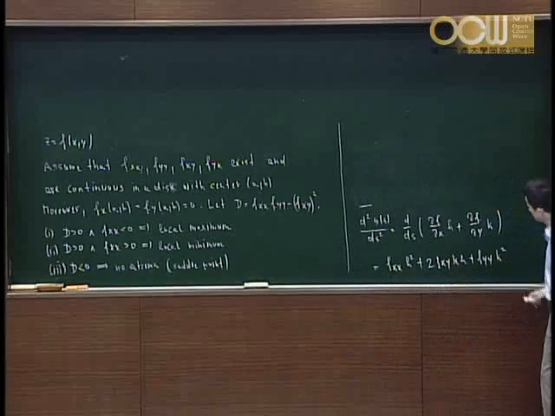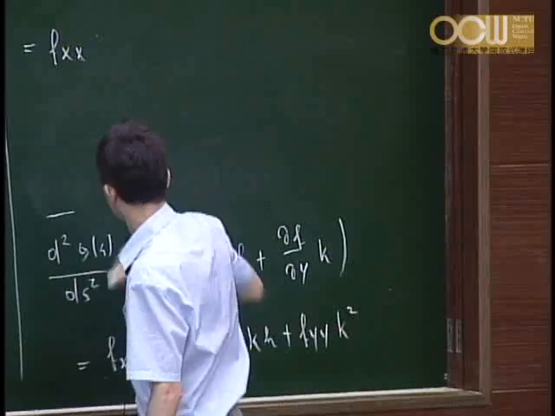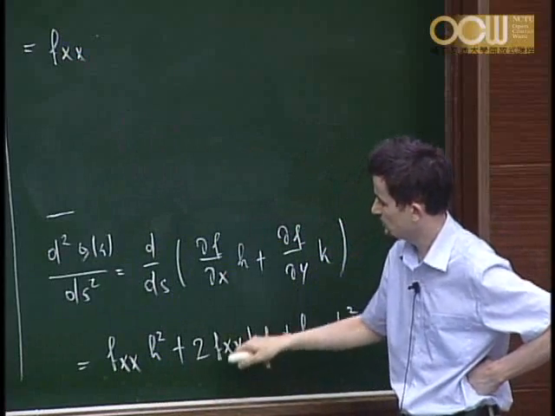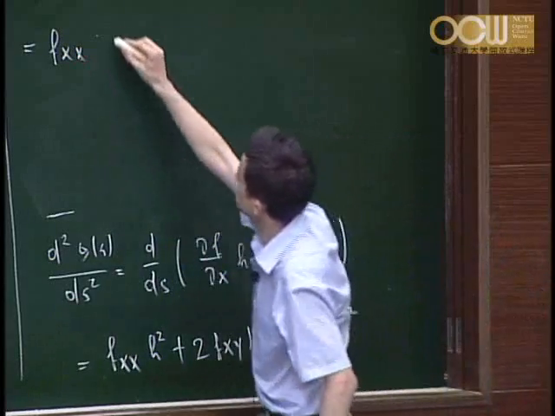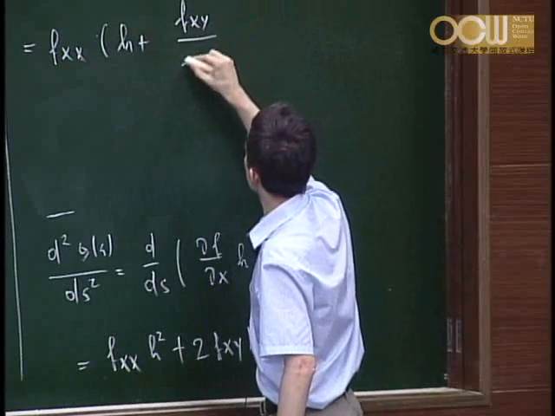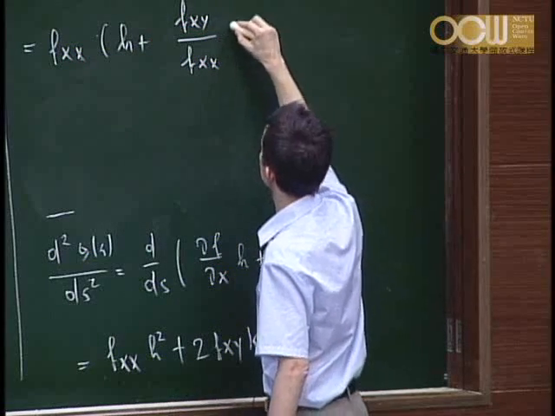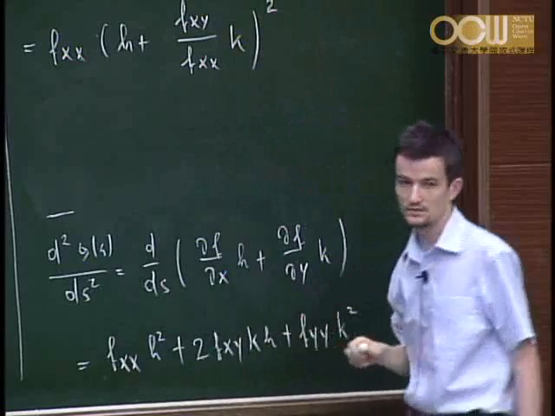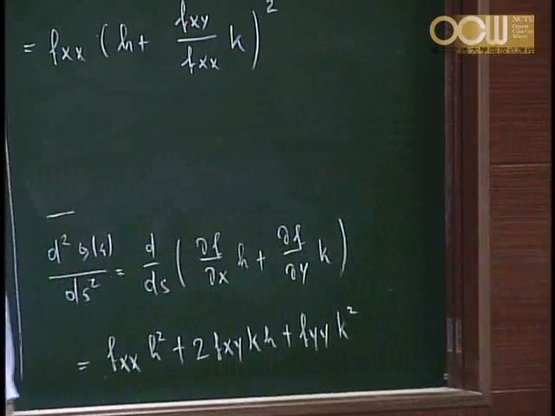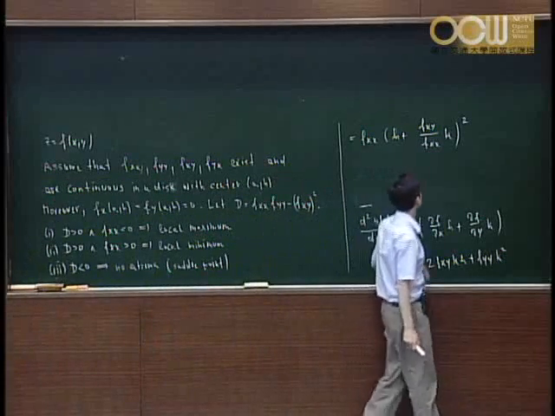Now, if you have such an expression, what we can do is complete the square. So we take out f_xx, then we have f_xy over f_xx, and we complete the square. So we have h plus f_xy over f_xx times k, squared. For this, of course, you have to assume that f_xx is not equal to 0.